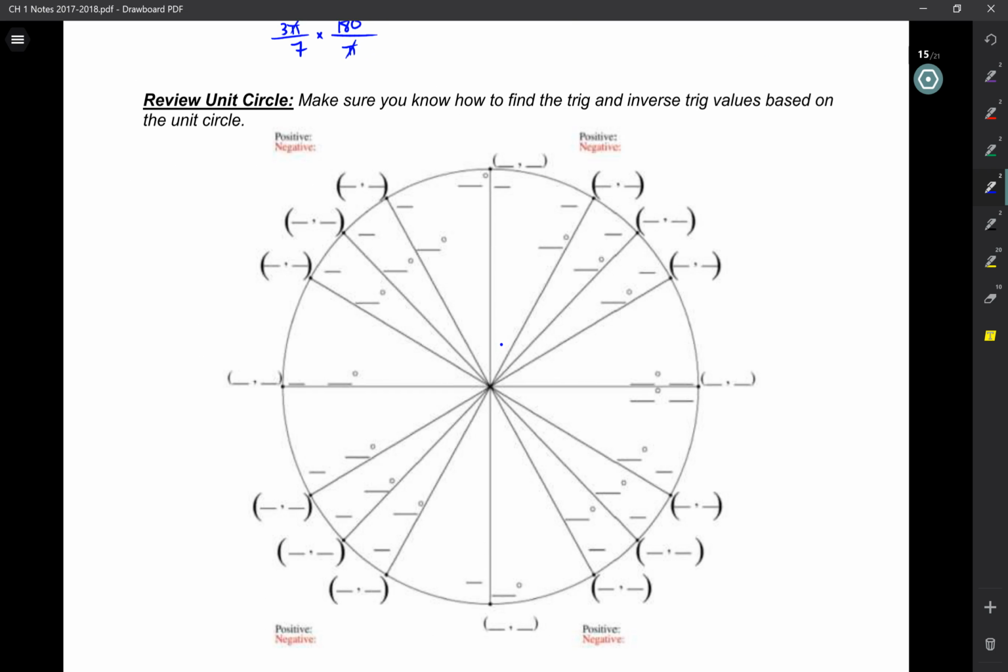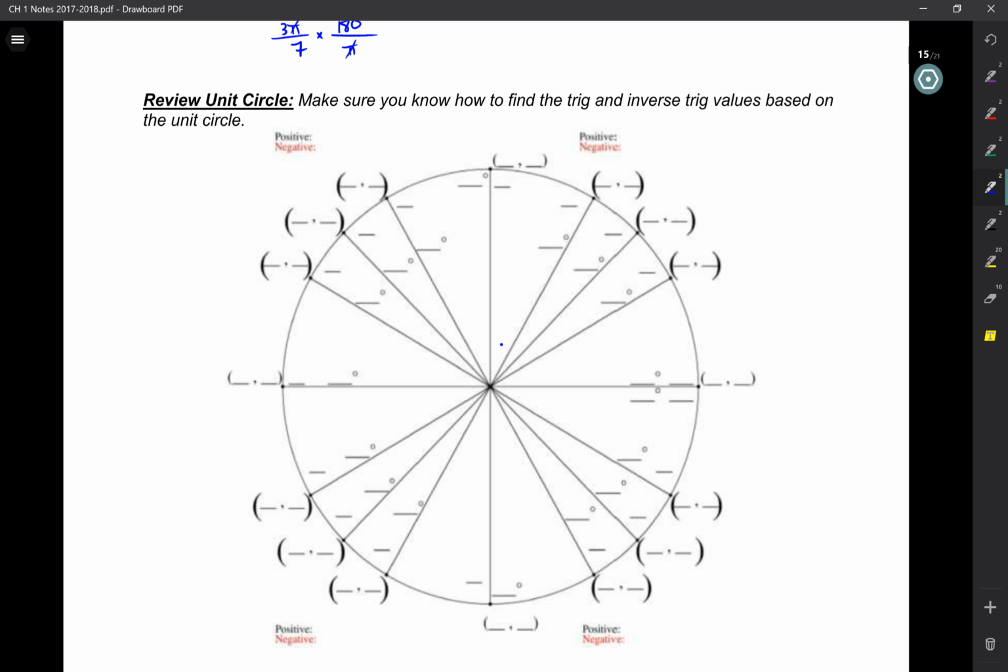Okay, now, unit circle. I know you hear unit circle and you just want to run out the door. But if you make friends with it, then really it's the best tool you will have. Now, here is what I do not want. In fact, I don't even want to see this.